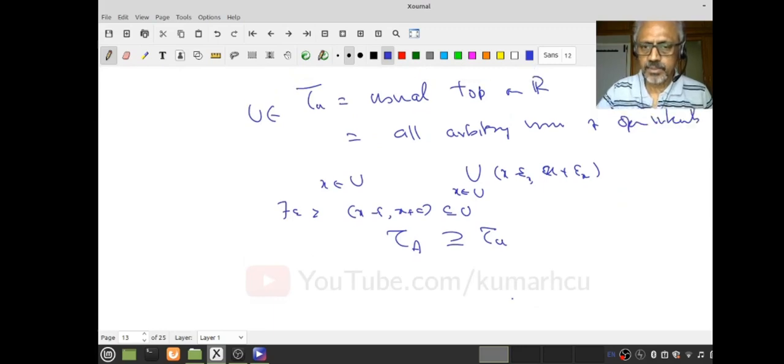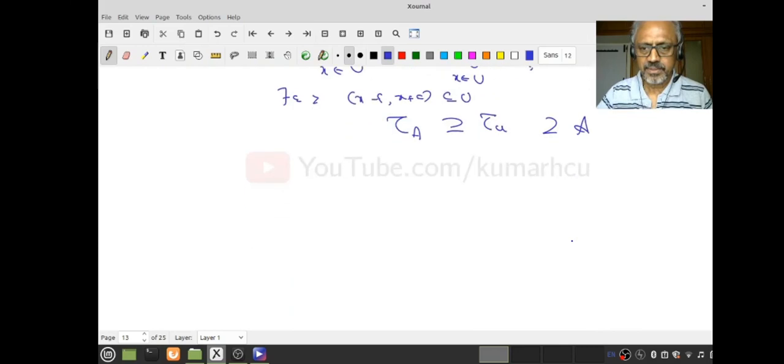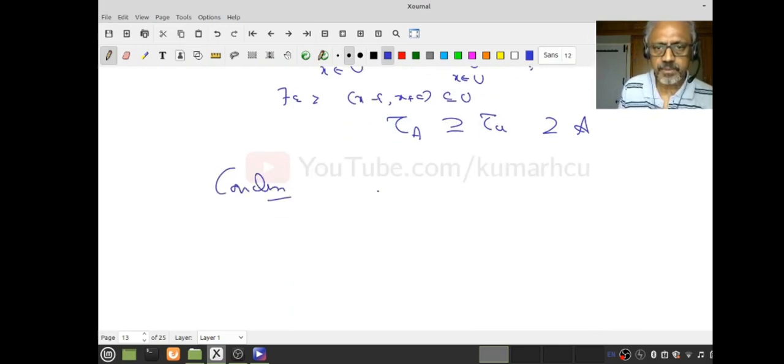Have you understood? Now notice that tau U already contains A. What is our A? Look at that. A consists of either all right rays or all left rays, and we know that they are open in the usual topology. You understand? Therefore, what is the conclusion? The conclusion is tau A is nothing other than tau U, the usual topology.